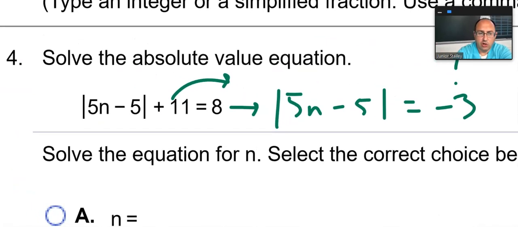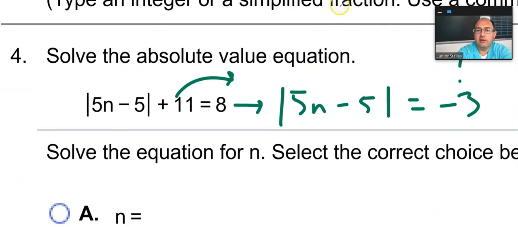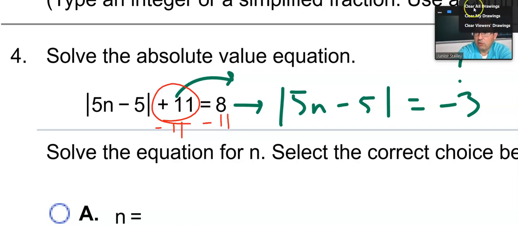is a little unusual. Are the absolute value bars isolated? Heck no, they're not. Right here we got plus 11. Get it out of there. All right, so we're going to subtract 11 from both sides, right? And then we get something really weird. What do you mean, Mr. Staley?